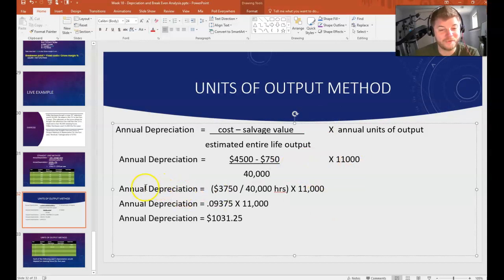So we take the depreciable amount, 4,500 minus 750, which is 3,750, divided by 40,000 hours, times 11,000. We've determined that this amount is 0.9375, so just over 9 cents of value is removed per hour, times 11,000. So the annual depreciation is 1,031 based on watching it 11,000 hours a year.